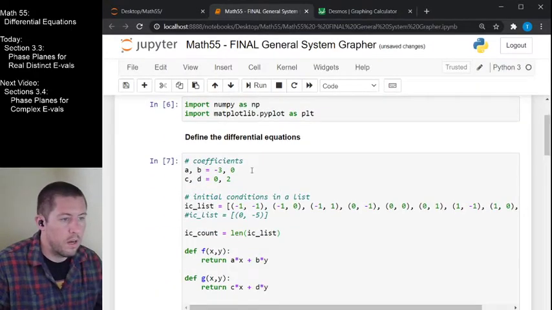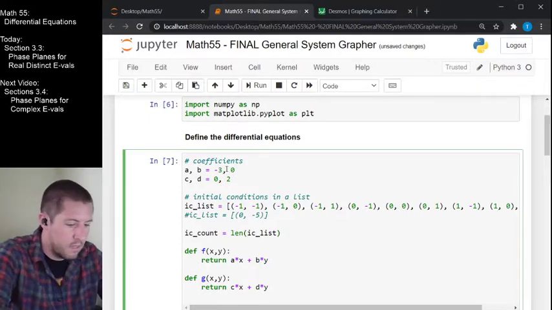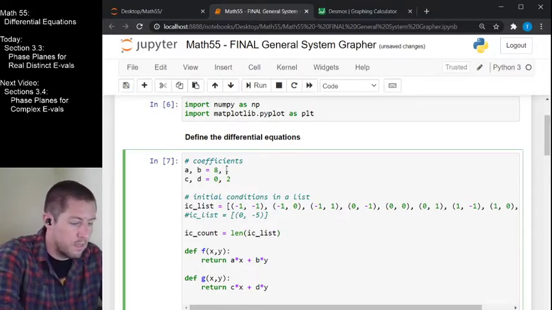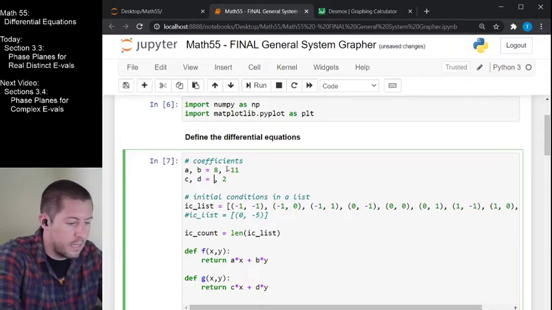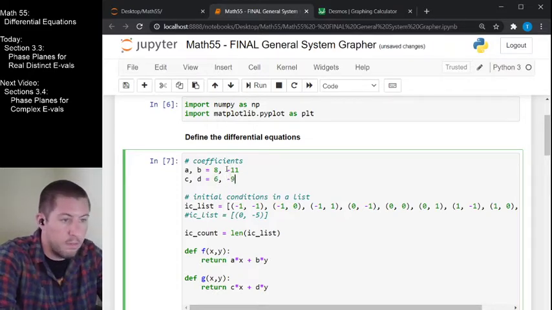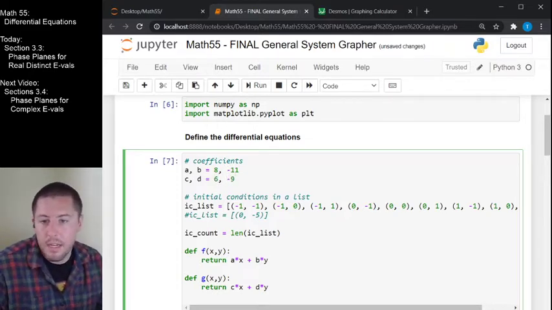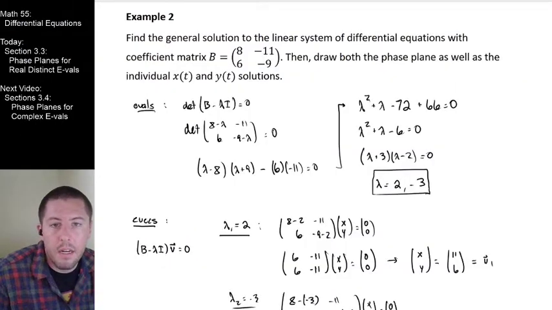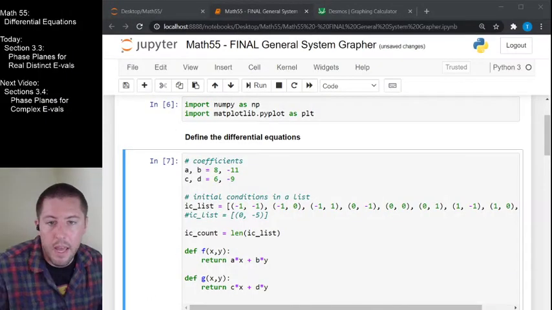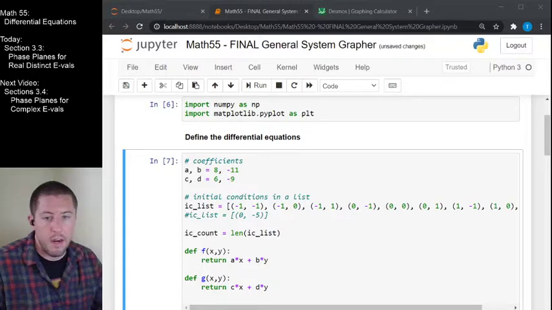Okay, so our B matrix in this case was 8, negative 11, and then 6, negative 9, right? Let me go double check that. 8, negative 11, 6, negative 9. Looks good. Okay, so let's go ahead and run through this guy right here.